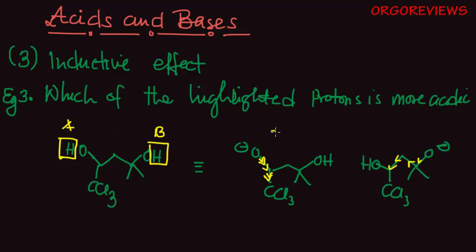And we expect this to be more stable because of that. So this will be more stable than that one. And because the conjugate base is more stable, it makes this hydrogen more acidic. So hydrogen A is going to be more acidic than hydrogen B.